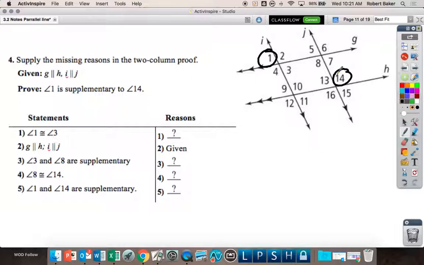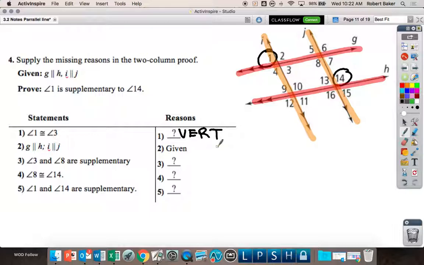So it says, we know right now that, I'm going to highlight this stuff so we can kind of see it. We know that this line and this line are parallel. We also know that this line and this line are parallel. Alright? So it says angle 1 is congruent to angle 3. Why? Vertical angles. Not bad.